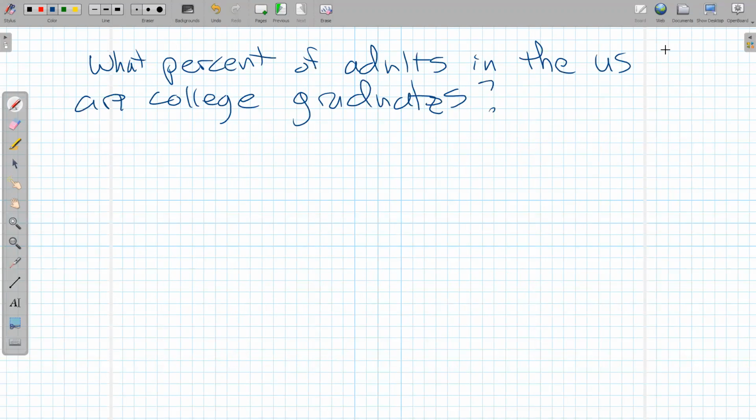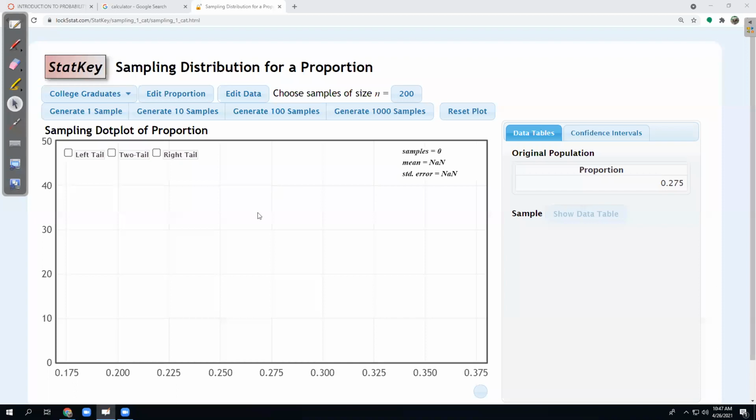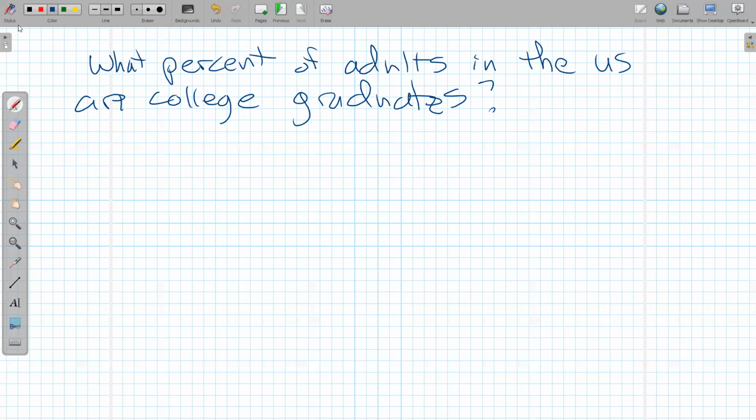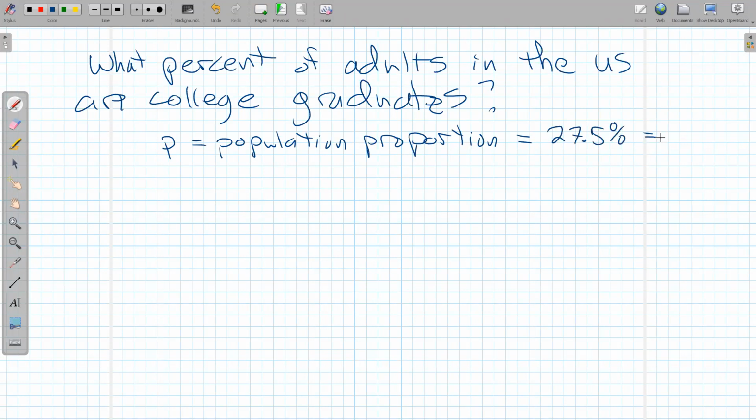Question mark. So a study was done within the last few years, and they found that 27.5% of US adults had a college degree. So we're going to say this is the population proportion. So if I have a P with no hat on it, we consider that the population proportion. And that's believed to be 27.5%. Often they're stated as decimals, so 0.275 is the population proportion here.